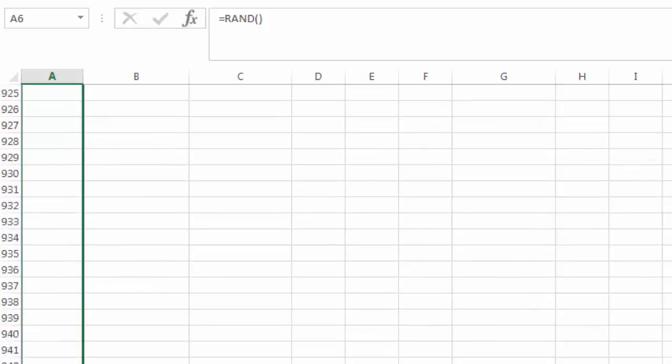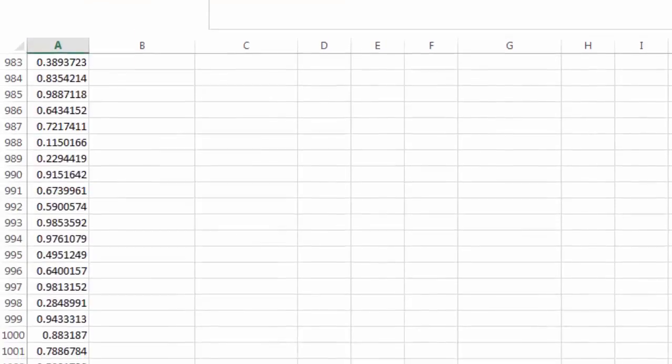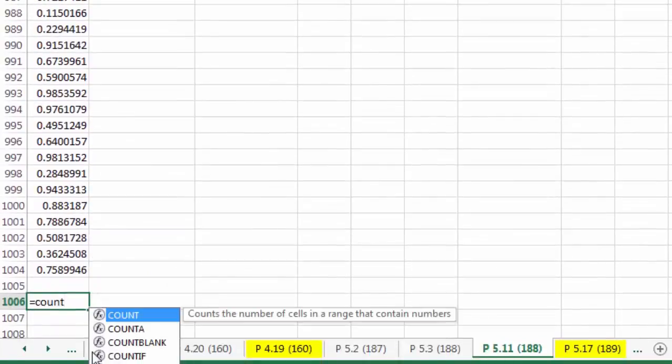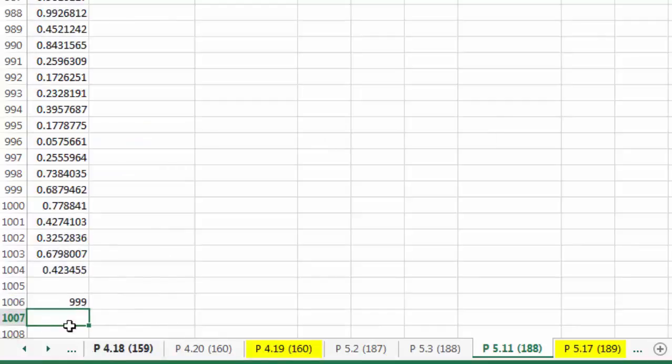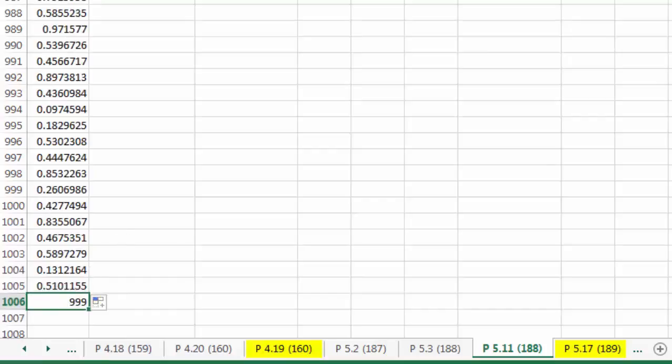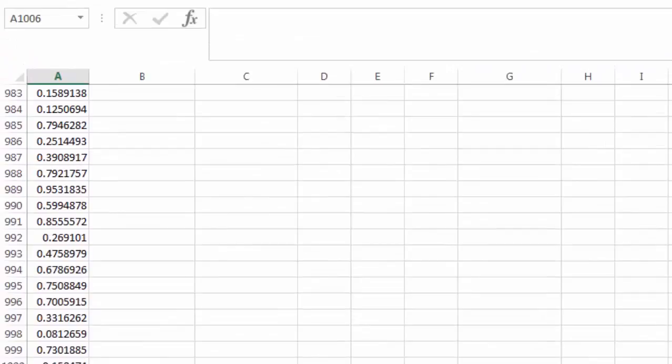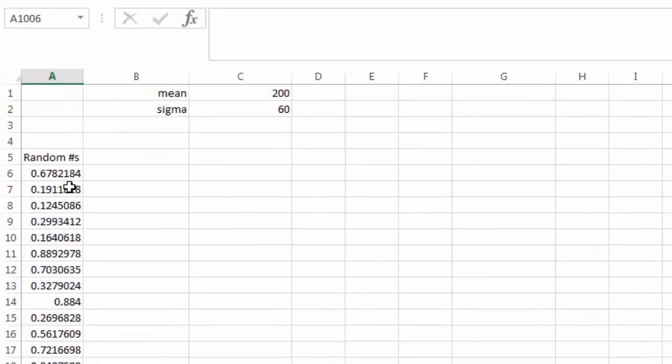I think I started on 5, so I'm going to go to 1,005 or 1,004, and just to make sure I got 1,000 there, I'm going to count them. Remember, COUNT only counts numbers, so if I go A1 to A1004, oh, 999, I need one more here. Okay, now if I count to 1,005, yep, I got 1,000. Okay, so I can delete that. So I got my 1,000. I'm at A6. I was off one. Okay, A6 to A1005. I've got my random numbers.